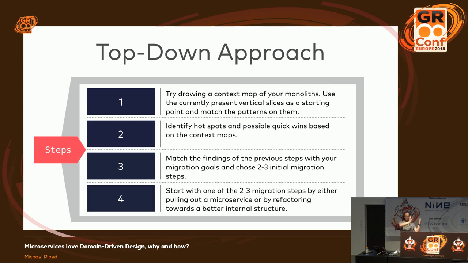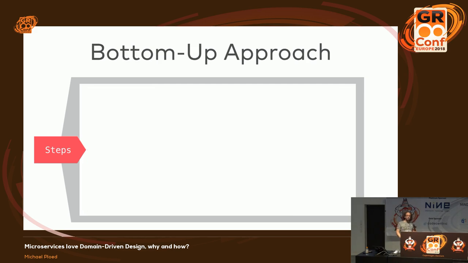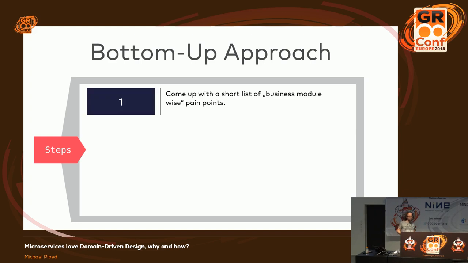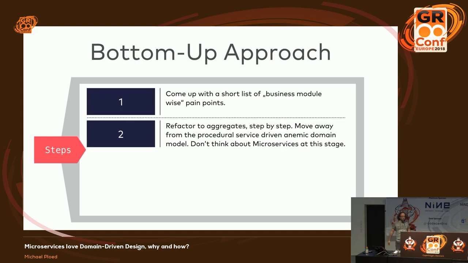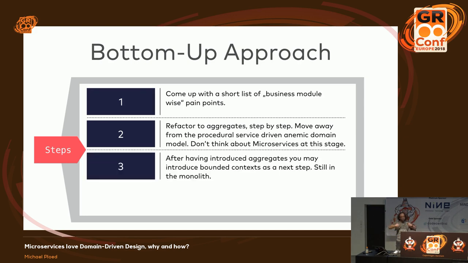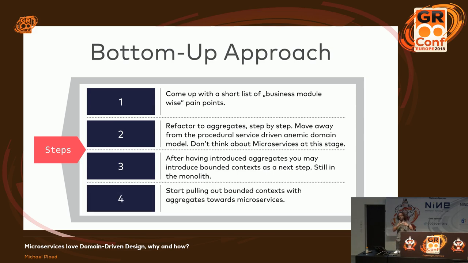out to newer things. If you have a totally messed up monolith with references going left, right, left, right, I think the bottom-up approach is a good idea, where you stabilize first by introducing aggregates to it. And then based on the aggregates, I would go ahead and identify bounded contexts, isolate them even further, and then extract microservices out of those.